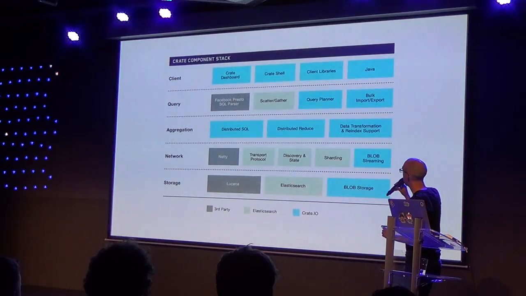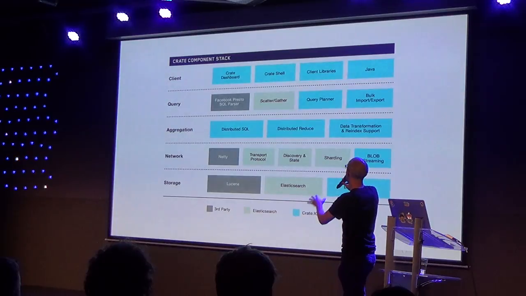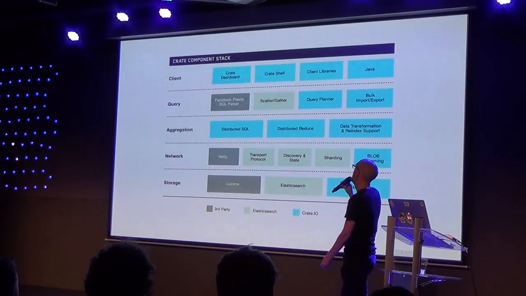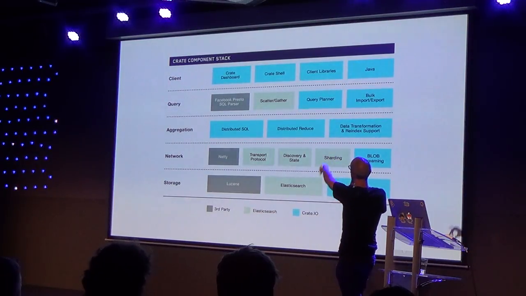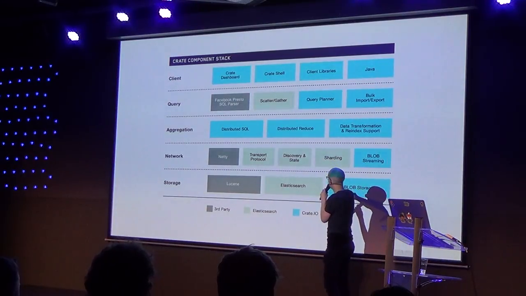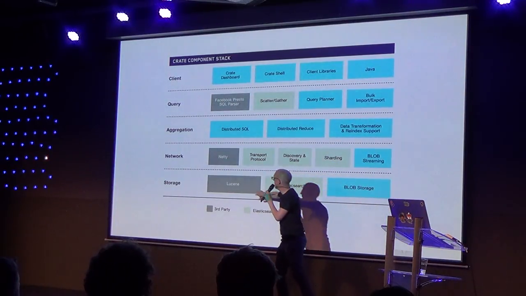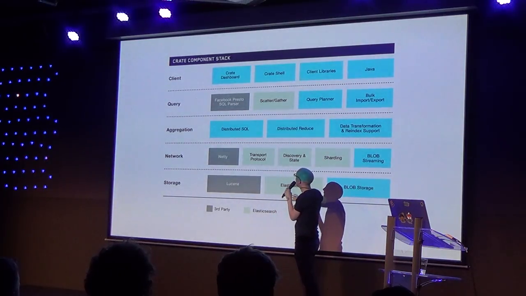So here's the component stack. The sort of gray-green on this screen is Elasticsearch components, so there's a fair bit of Elasticsearch in there. There's some other third-party libraries, and in the light blue is things we've contributed. So you can see here that we've got our own custom blob storage. Lucene is for indexes, and then Elasticsearch is handling everything else.